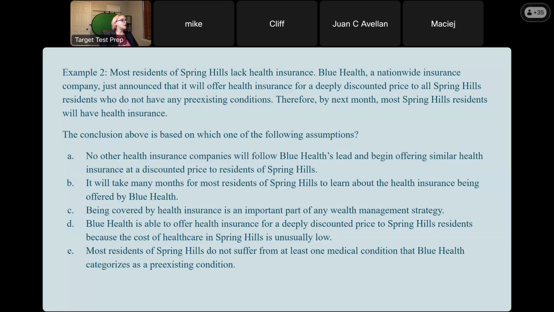So, let's talk through these. No other health insurance companies will follow Blue Health's lead and begin offering similar health insurance at a discounted price to the residents of Spring Hills. This one doesn't work because the conclusion doesn't say that most residents of Spring Hills will have health insurance through Blue Health. It just says by next month, most residents will have health insurance at all. So even if it was from someone else, it wouldn't matter. So this one is not an assumption the conclusion relies on.